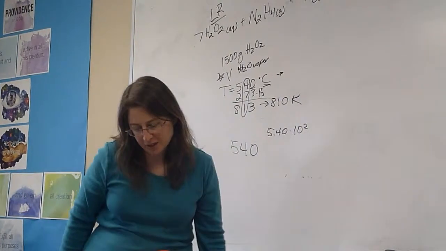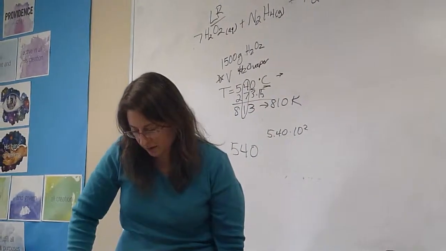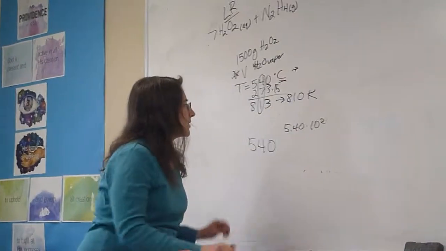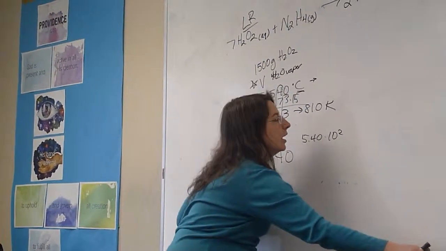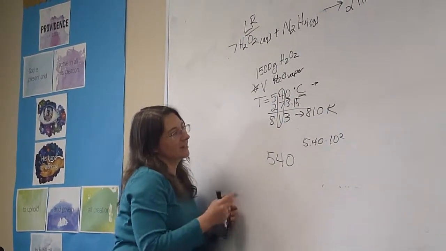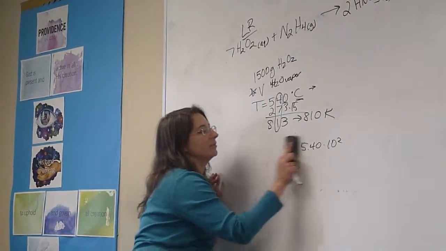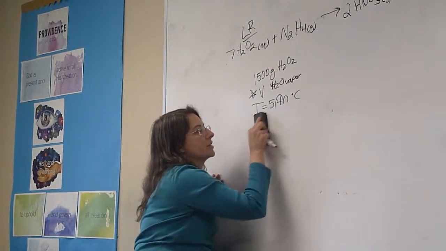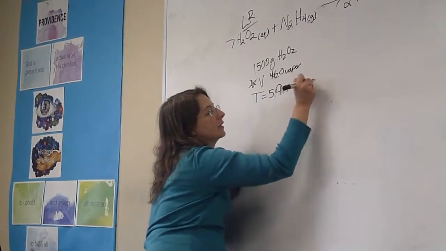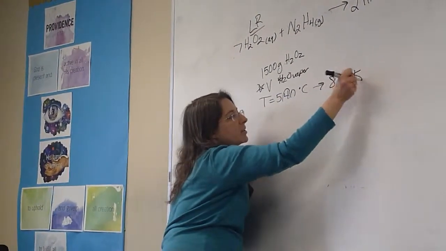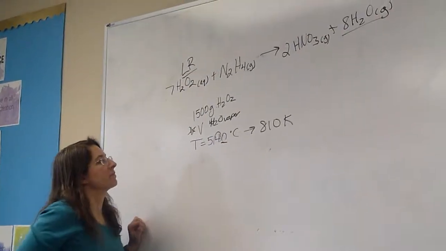I think in the answer key, he might have done that wrong. I think he used 813 Kelvin. But technically you should round that to 810 Kelvin. I'm not going to be too fussy about that, but we'll use 810 because I'm pretty sure he was wrong in the answer key, because this is not a significant figure.